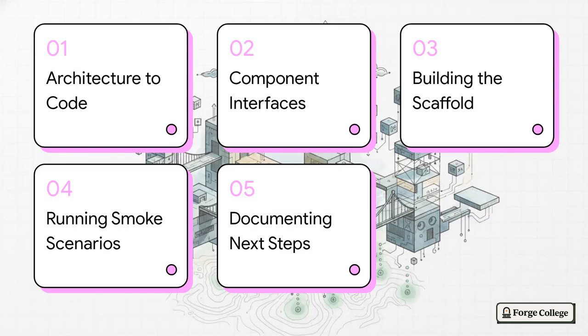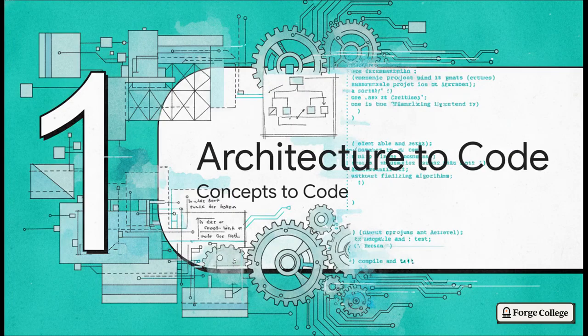To get there, we've got a quick 5-step agenda today. First, from architecture to code. Second, defining component interfaces. Third, building the scaffold. Fourth, running smoke scenarios. And finally, documenting for next steps. It's a strict blueprint to ensure absolutely nothing falls through the cracks. All right, section 1, from architecture to code.